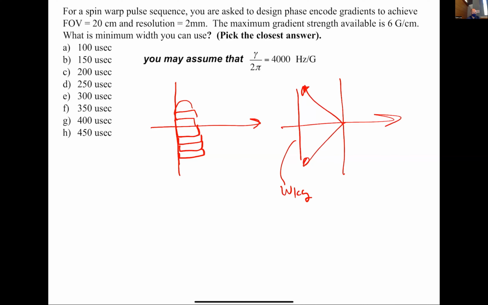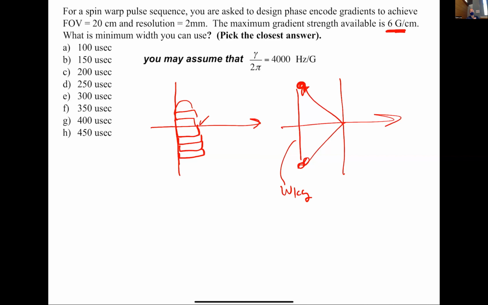And so we're limited in the maximum gradient strength we have, 6 Gauss per centimeter, right? That's really going to put a limit on how fast we can get out to one of these endpoints. That's the main constraint. It's not really going to constrain the little steps we take. It's really how far I can get out, way out to there or way out to there.